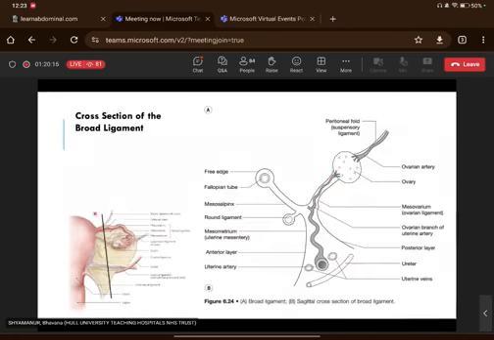Another quick look at the broad ligament through this section here. So this is a cross section. Again, you can see the ovary, the blood vessels within, and anteriorly you can see the fallopian tube and the round ligaments.